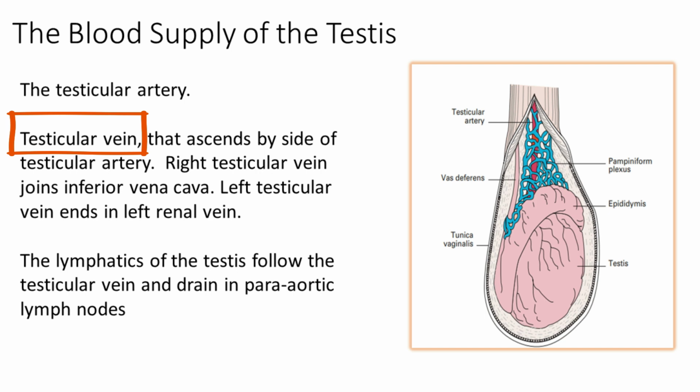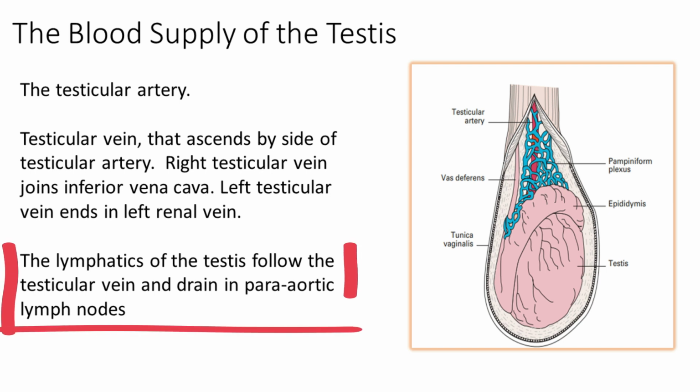At the deep inguinal ring, the venous plexus gives rise to a single testicular vein that ascends by the side of the testicular artery. The right testicular vein joins the inferior vena cava, and the left testicular vein ends in the left renal vein.